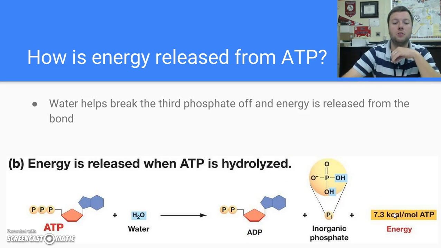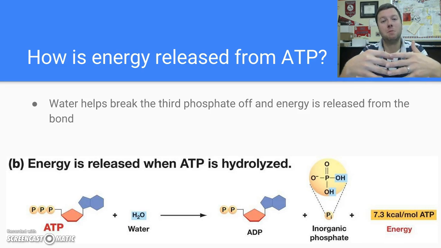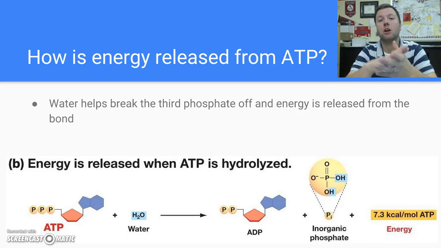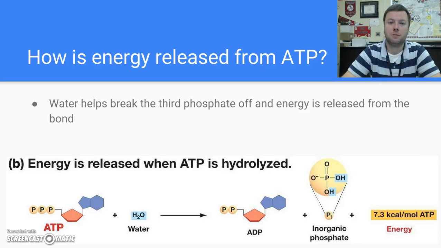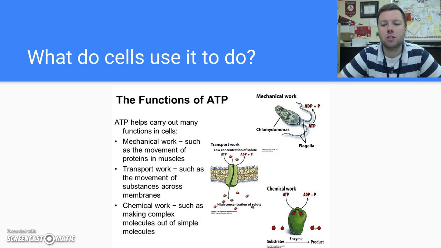Got that energy, okay? So energy is released from ATP when it's hydrolyzed with water. That creates ADP, water, and energy. Sorry, not water. You use water to create ADP, an organic phosphate, and energy. So what do cells use it to do? Well, what type of functions do we have?